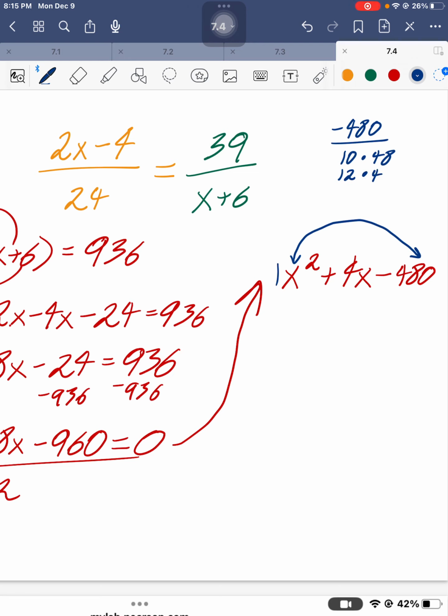So let's do 480 divided by 12. Will that work? I have 12 times 40, still nothing, so let's keep going. 480 divided by 15. I'm going to have 15 times 32, still nothing, so let's keep going.